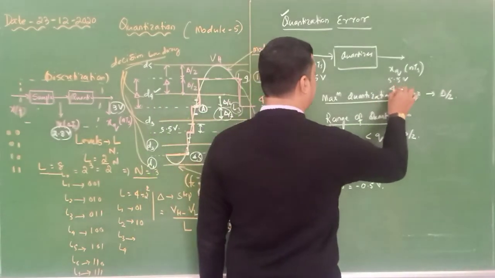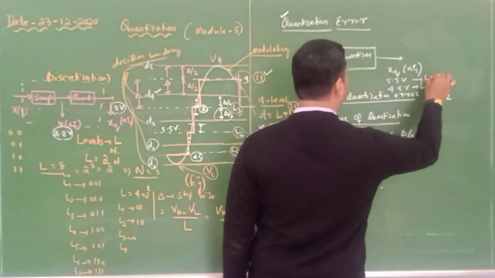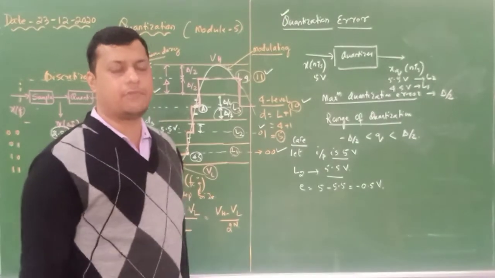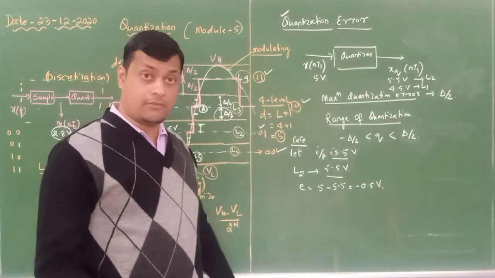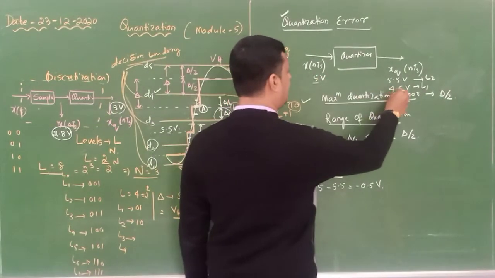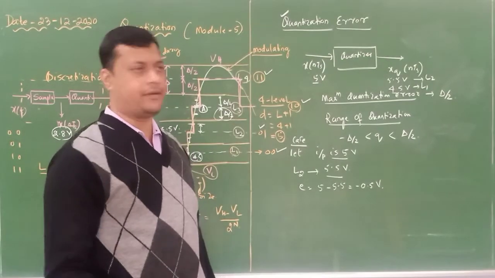Now let us consider a point falls in level 1. This falls at level 2. Now if it falls in level 1, the output is 4.5. Now there is also one error. What is that error? Deduct 5 minus 4.5. How much is it? Again it is 0.5.